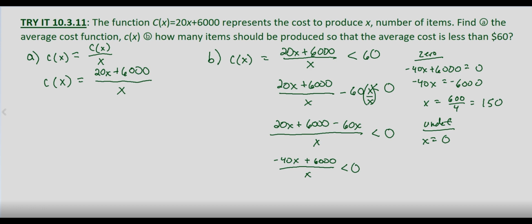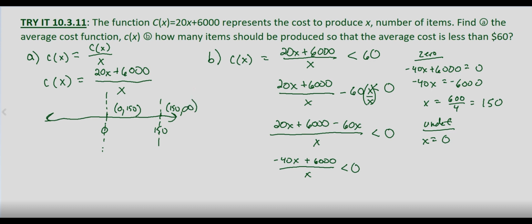How do we solve from there? Well, we want to know when the cost is less than $60. So we'll set up our critical points. It's undefined at x equals 0. It's 0 at x equals 150. We can't have a negative number of products, so really this is just from 0 to 150 and from 150 to infinity.